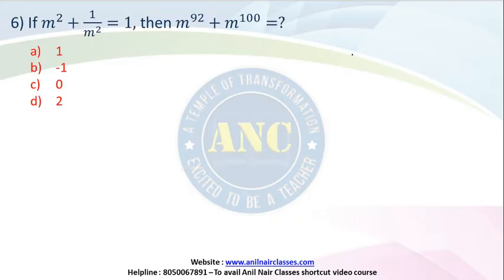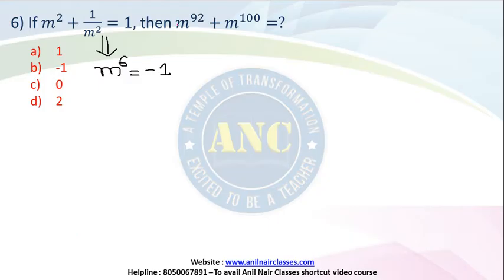Question number 6. Now see here. The question says m square plus 1 by m square equal to 1. From this I can directly say that m power 6 will be equal to minus 1. Without any single thought also I can say m power 6 is equal to minus 1. Now the question says m power 92 plus m power 100. This value we need to find.